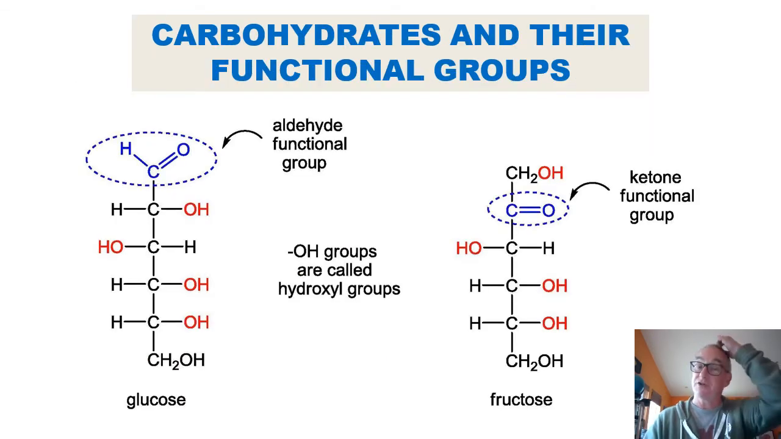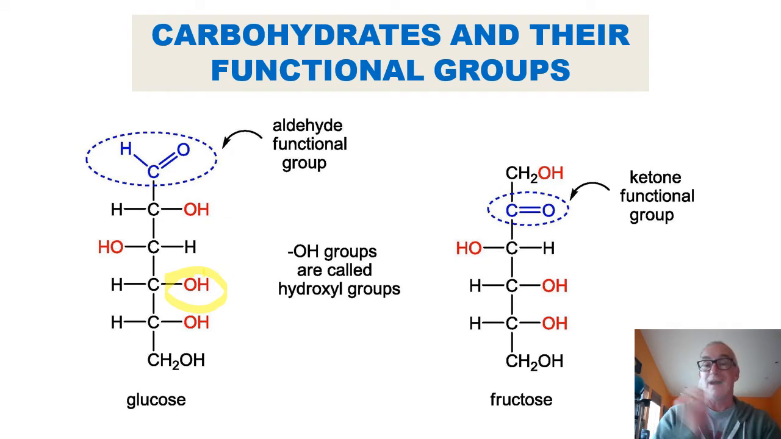So let's look at the functional groups. I've already mentioned that the main functional group that's used in converting these molecules to energy are the hydroxyl groups. These are the groups that are going to get oxidized first into ketones and then into carboxylic acids. So they're going to get oxidized, and the energy from the oxidation gets converted into energy that we can use.